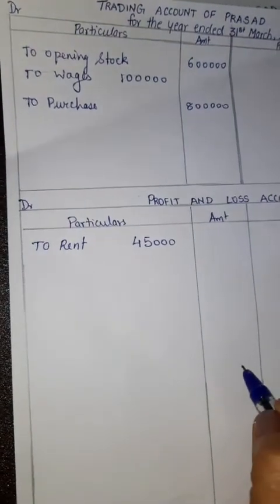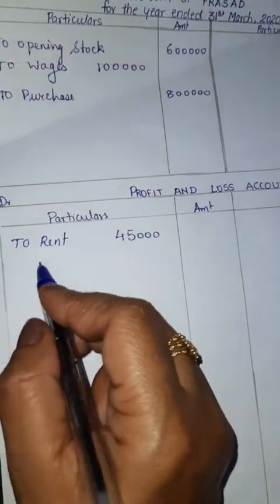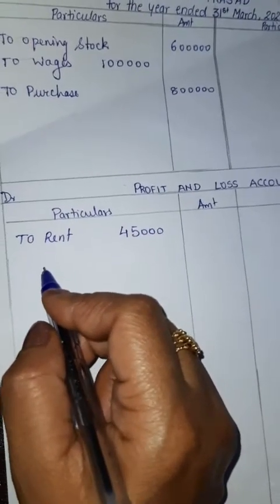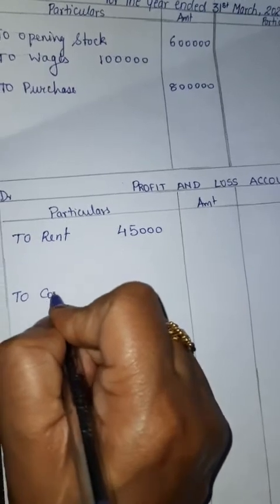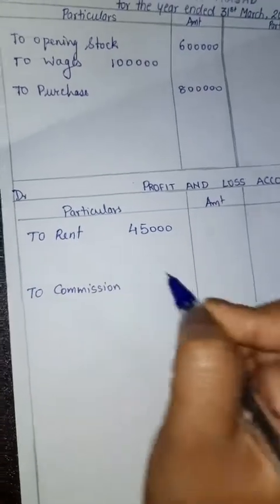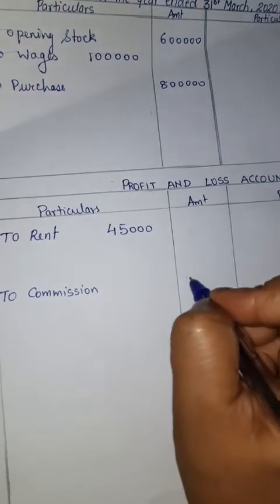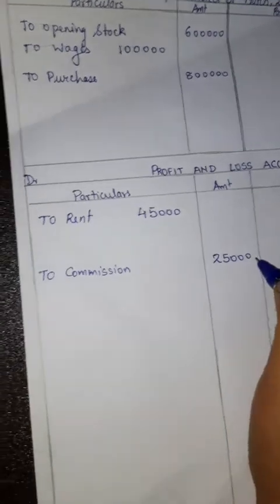Okay, next item in the order is commission. So leave some space because there is an adjustment. Remember to leave some space. So after that you can write here to commission. So the amount given to you is 25,000. I can write that amount over here.